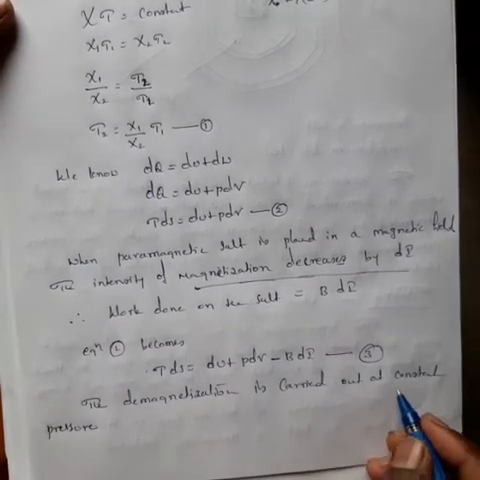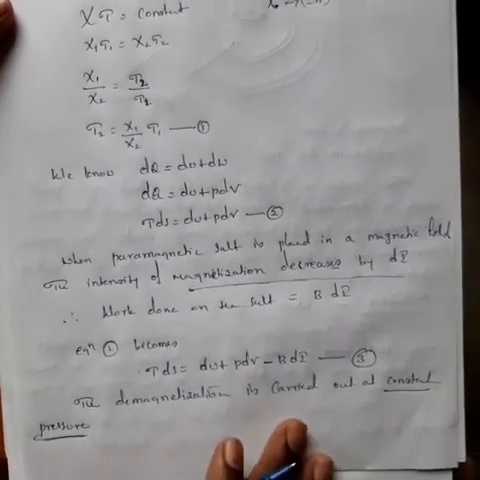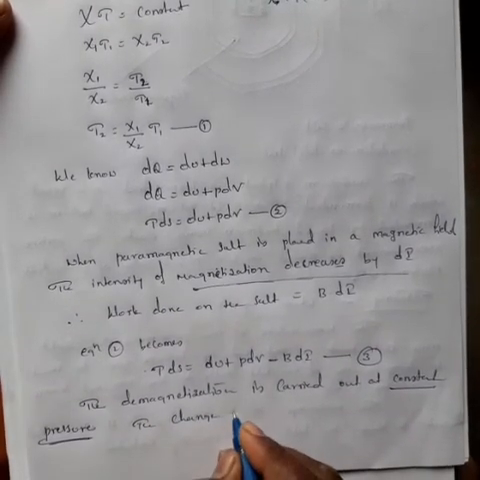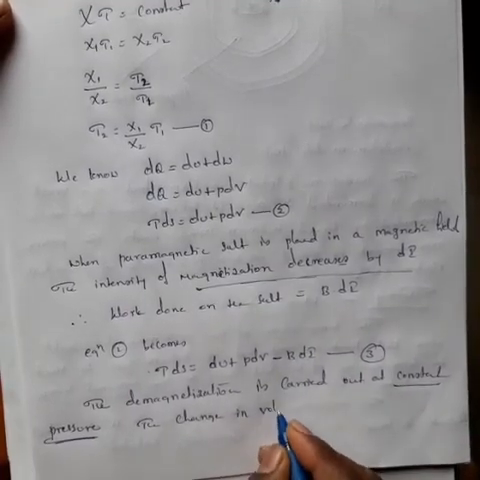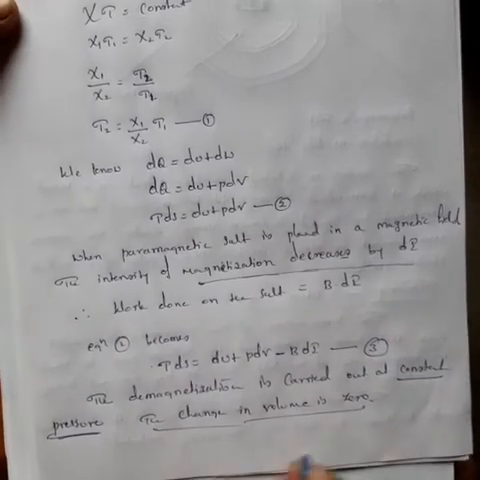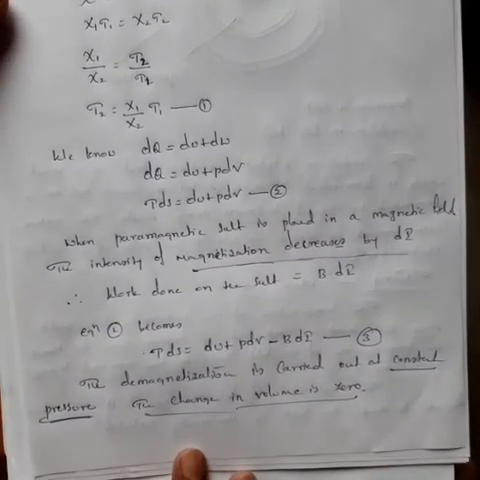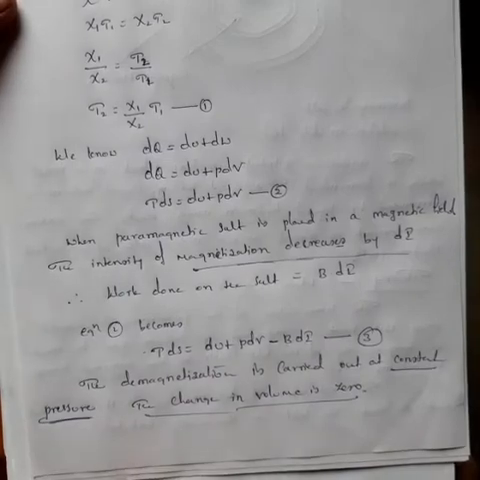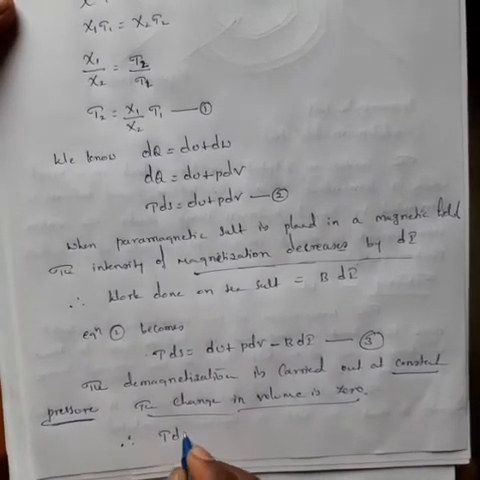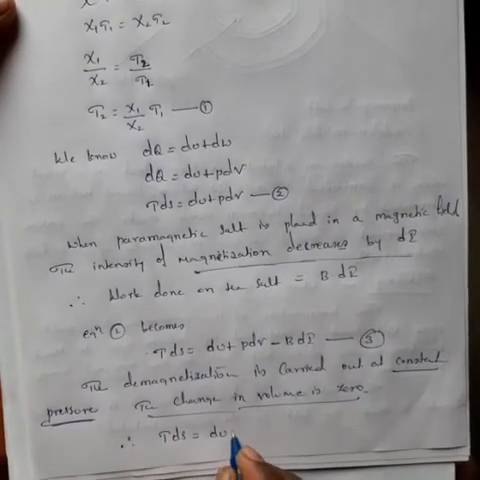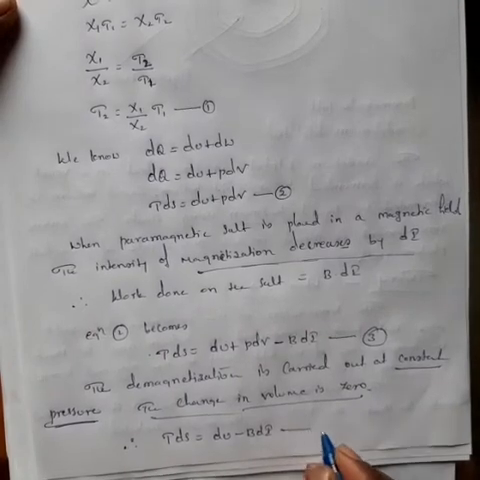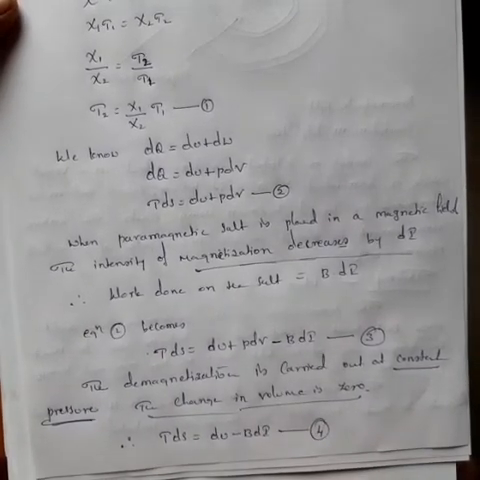So the demagnetization is carried out at a constant pressure, in the sense the change in volume is 0, there is no change in volume. If there is no change in volume, therefore equation 3 can be written as TdS is equal to dU minus B dI. Let us consider this as equation number 4.